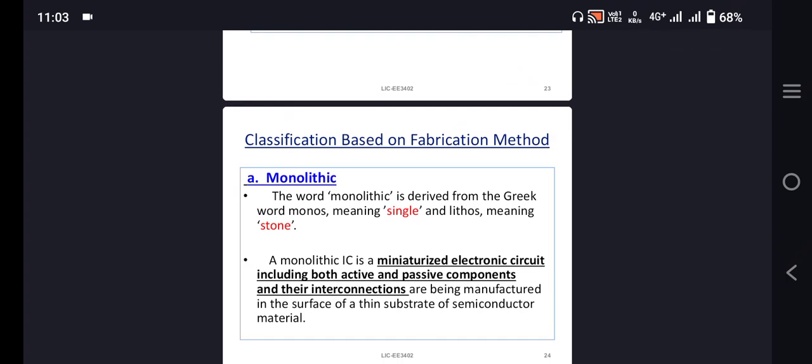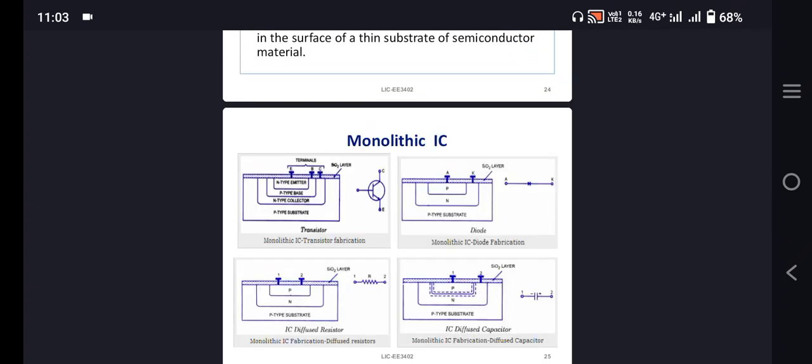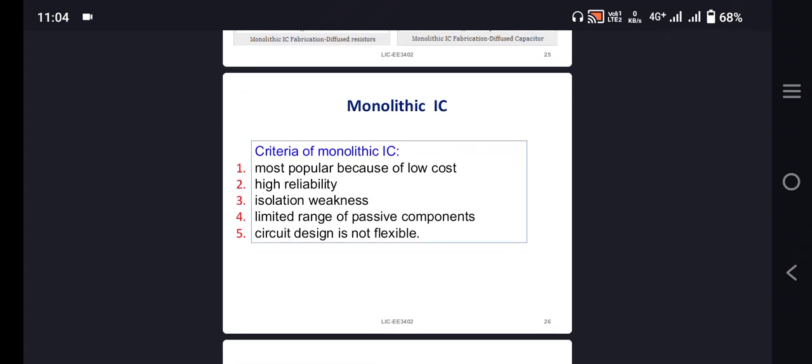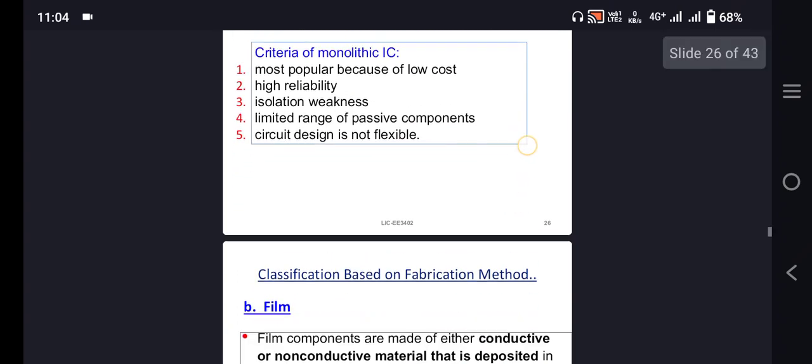In monolithic IC fabrication, mono means single, lithic means stone. The meaning is miniaturized electronic circuits including both active as well as passive components and their interconnections. Examples of monolithic ICs like transistor, diode, IC diffused resistor, IC diffused capacitor are represented in the diagram. Monolithic IC is most popular because of its low cost and high reliability, but has isolation weakness, a limited range of passive components, and circuit design is not flexible.